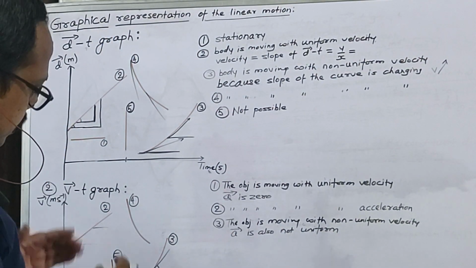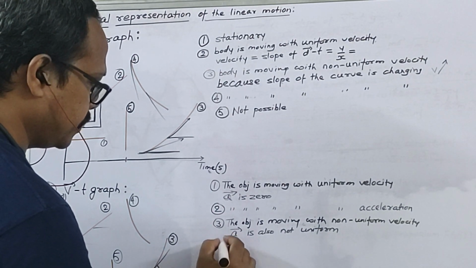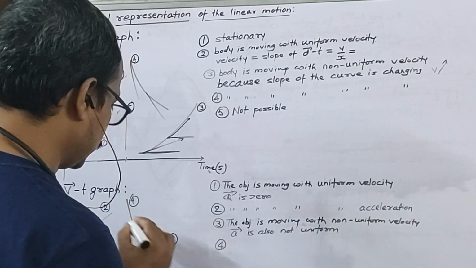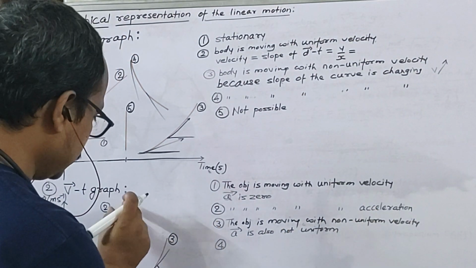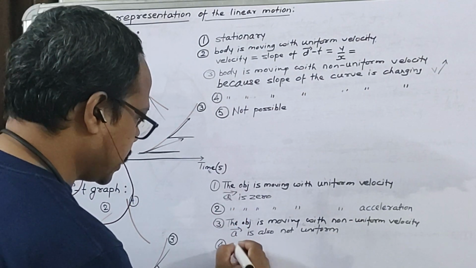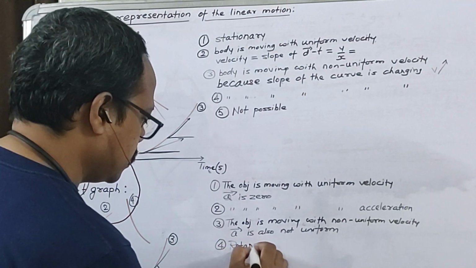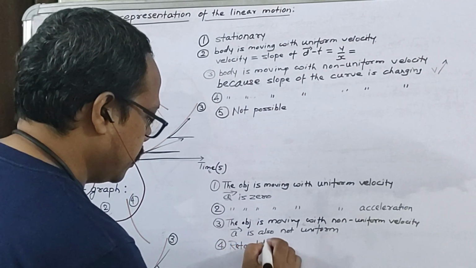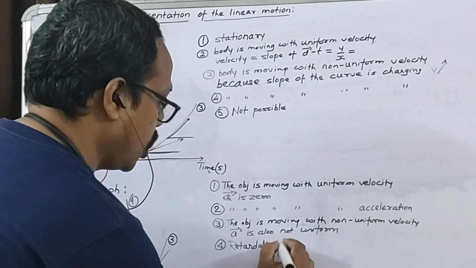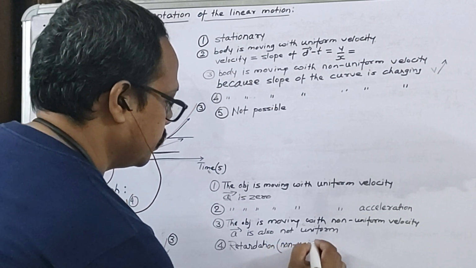What can we comment on the next one? Same type of graph but in the reverse order. Here also you can say that the object is moving with non-uniform velocity. The velocity is decreasing. It's a case of retardation, a case of non-uniform retardation.